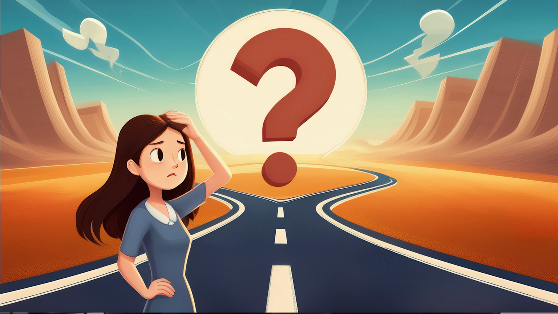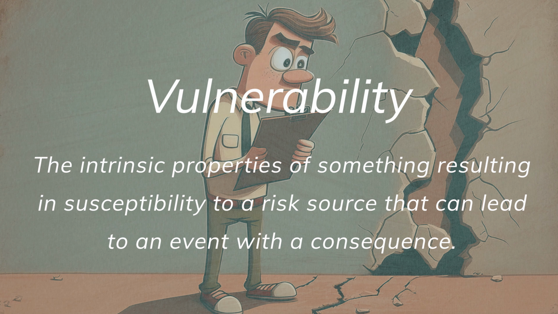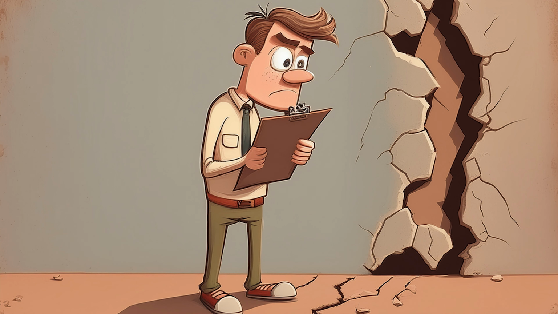I'm going to return to fundamentals and consider the definitions used by ISO in the ISO 31000 series of risk standards. First, consider vulnerability. ISO defines vulnerability as the intrinsic properties of something resulting in susceptibility to a risk source that can lead to an event with a consequence. Vulnerability is a quality that makes a system open to harm, but it does not consider how likely the system is to actually experience an event that causes that harm. Mostly, it suggests that should the event ever happen, part of the system would respond badly. Vulnerability analysis exposes the cracks.